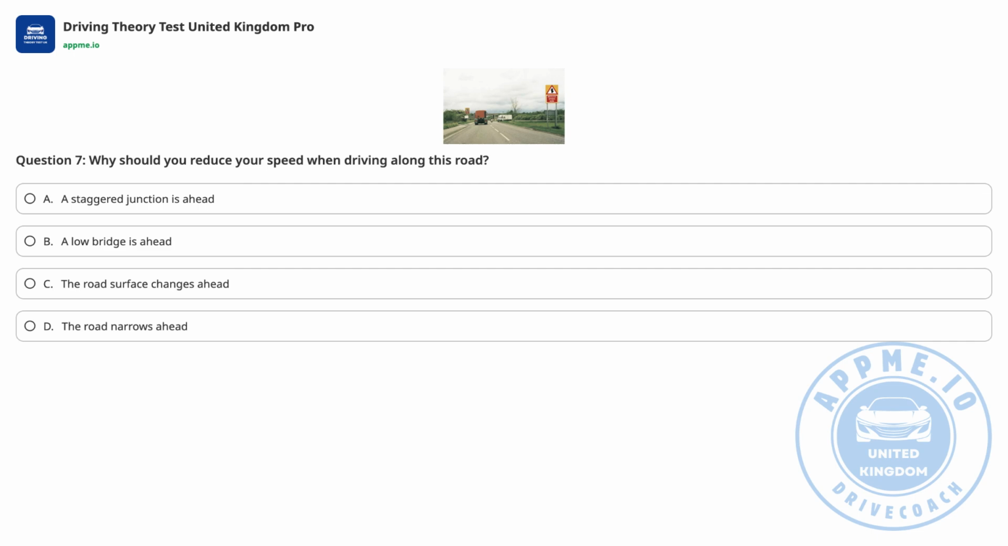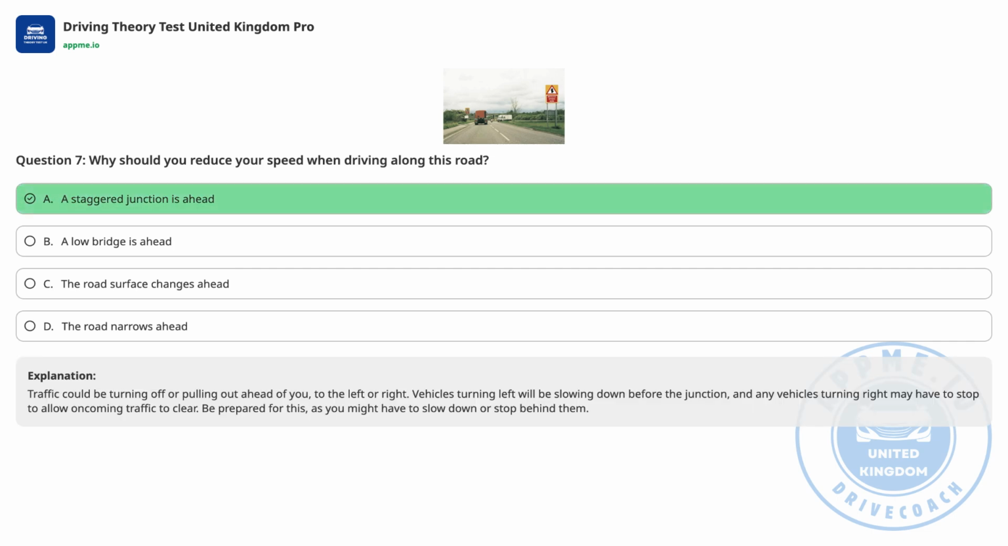Question 7. Why should you reduce your speed when driving along this road? A. A staggered junction is ahead. B. A low bridge is ahead. C. The road surface changes ahead. D. The road narrows ahead. The correct answer is A.